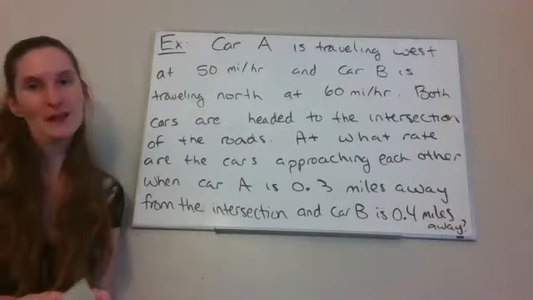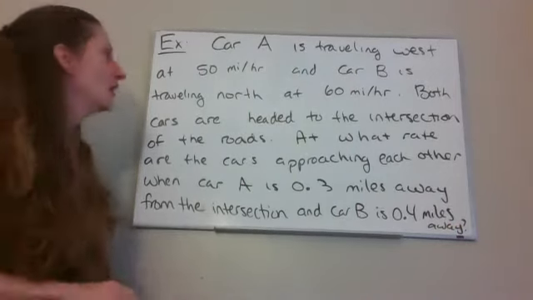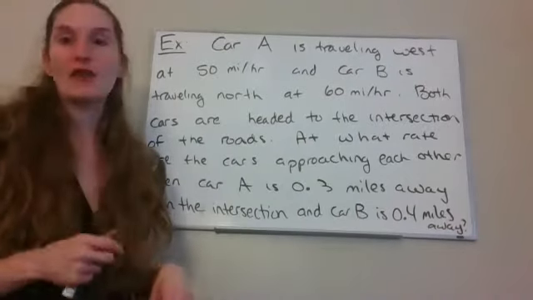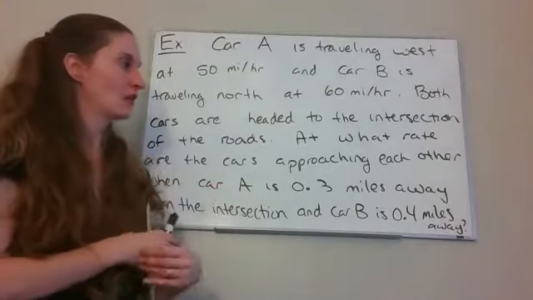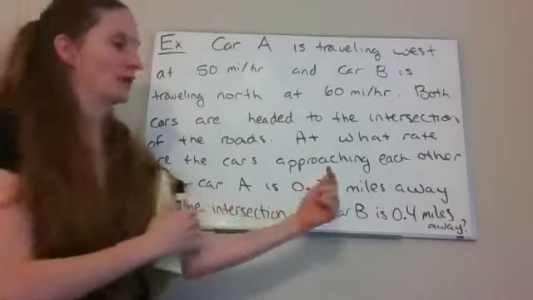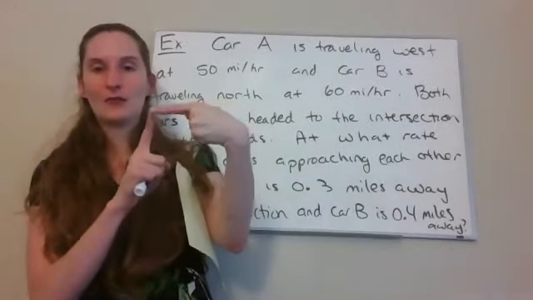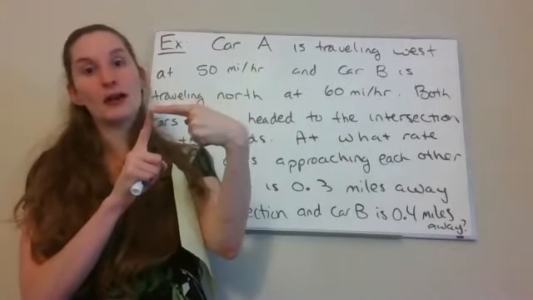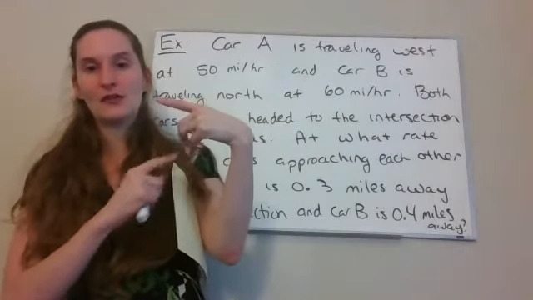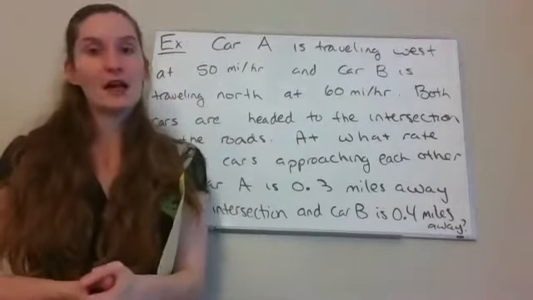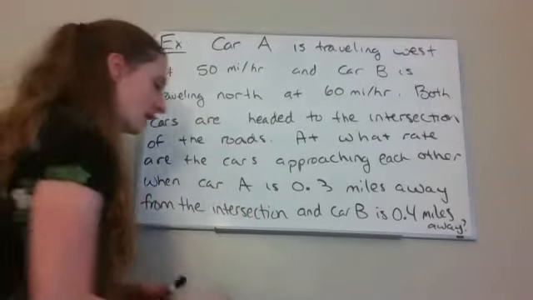So before we erase all the words and set it up, let's analyze what's going on here. I have one car traveling west and the other traveling north, and they're heading towards an intersection. Traveling west would be going this way, and traveling north would be going this way. So they're meeting each other like this, making a right triangle. The distance between the cars would be the hypotenuse of the triangle. So we're going to be setting up a right triangle, which means we're probably going to use the Pythagorean theorem.